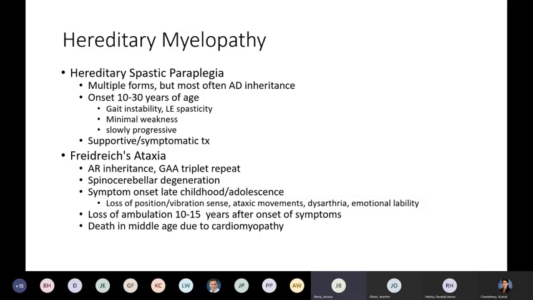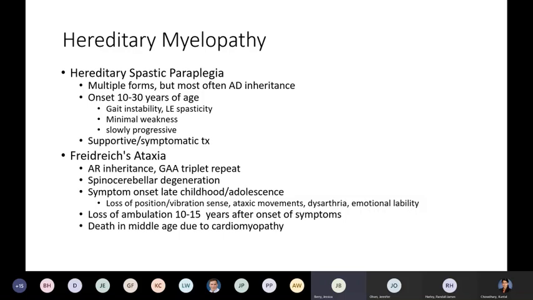And so then the global category of hereditary myelopathies, there are others, but these are ones that may be more commonly seen. So hereditary spastic paraplegia, there are actually multiple forms of it, but most often is an autosomal dominant inheritance pattern. And the onset will be typically between 10 and 30 years of age, and present with gait instability and lower extremity spasticity. Typically there's minimal weakness, and spasticity is really the main issue. It's pretty slowly progressive, and most patients are able to remain ambulatory to some degree.